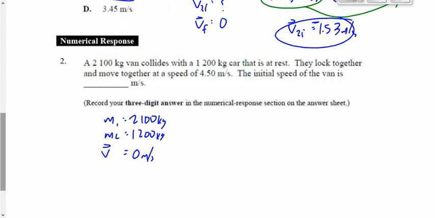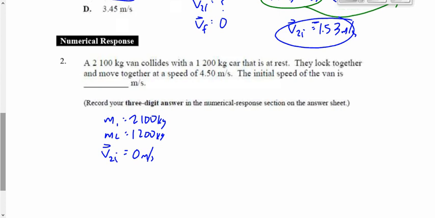Is that V1 or is that V2? Sarah, V1 or V2? V1. The 2,100 kilogram van collides with a 1,200 kilogram car that is at rest. So what is it? V2. Good. Is it V2I or is it V2F? It's I. Good. V2I, 0 meters per second.